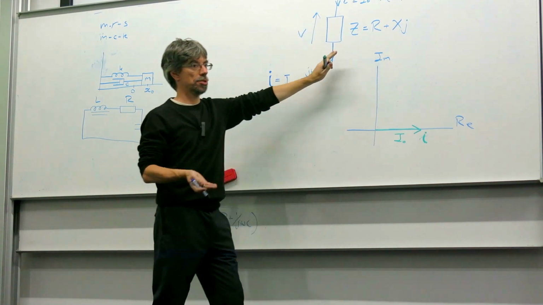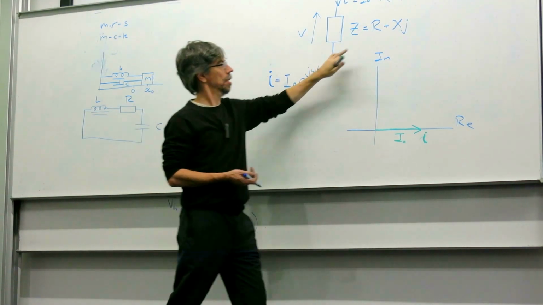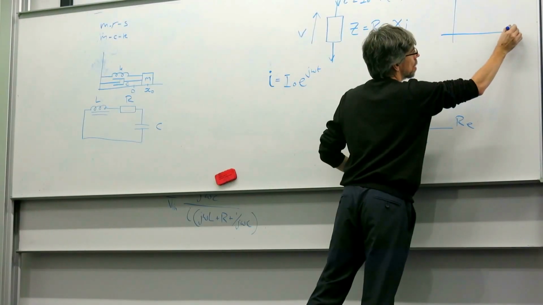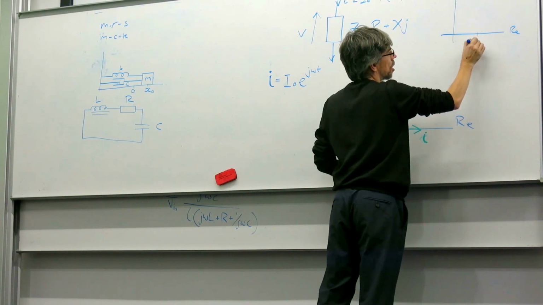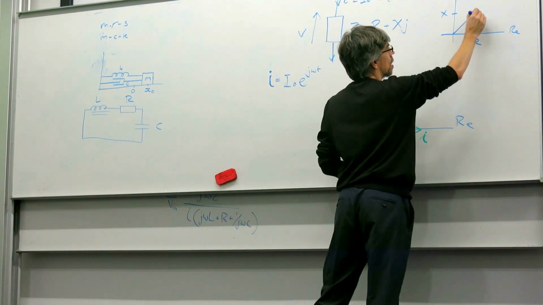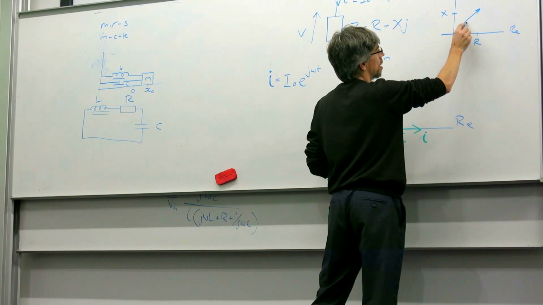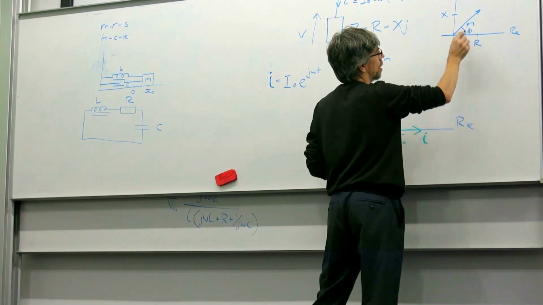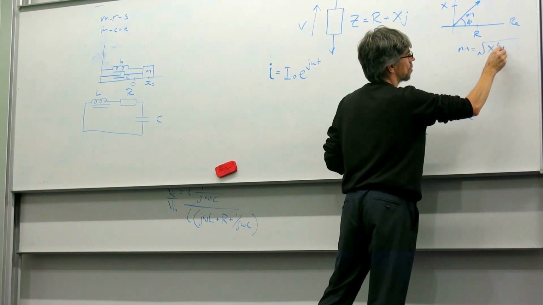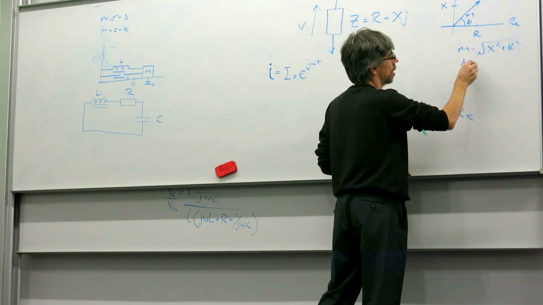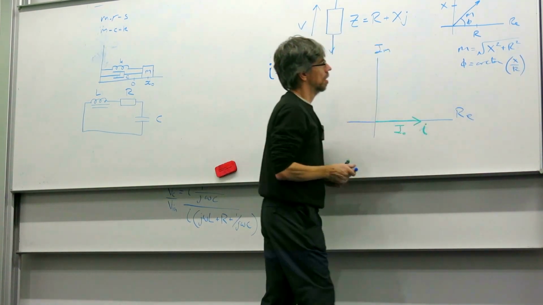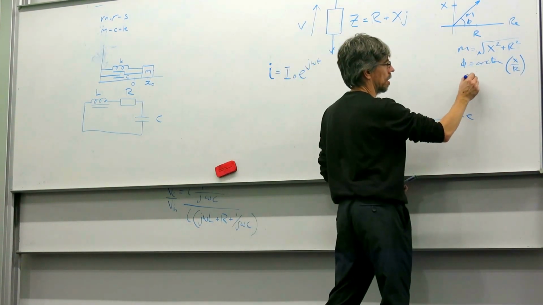To multiply complex numbers, it's much more convenient to use exponential form. So we need to write this in exponential form. So it's R real part and X imaginary part. So it's got a length M and an angle phi, where M is the square root of X squared plus R squared, and phi is the inverse tan of X over R.